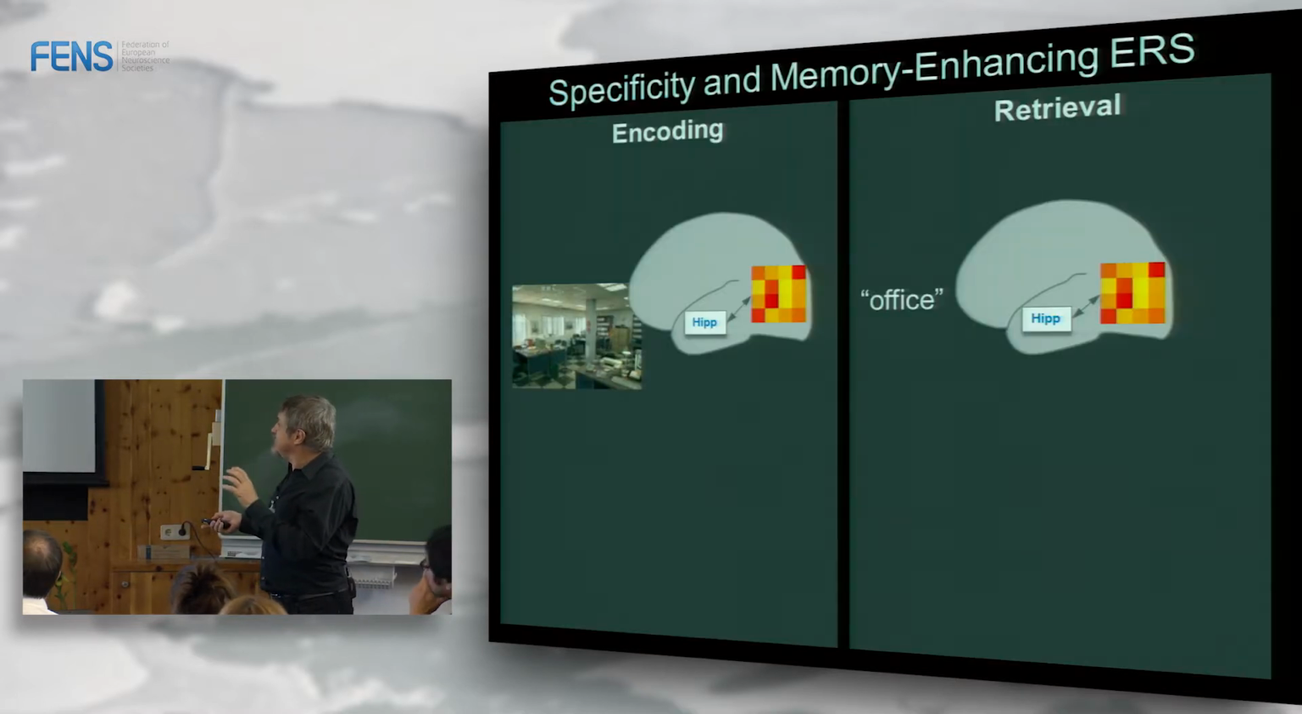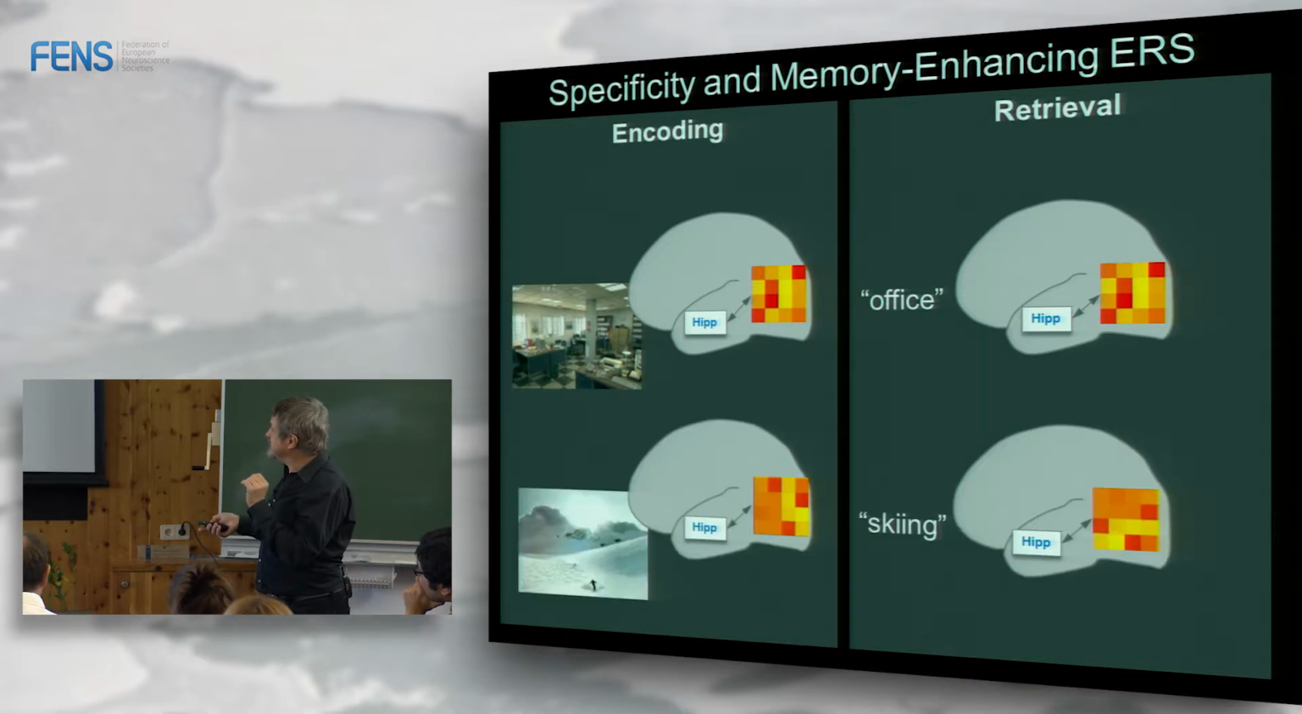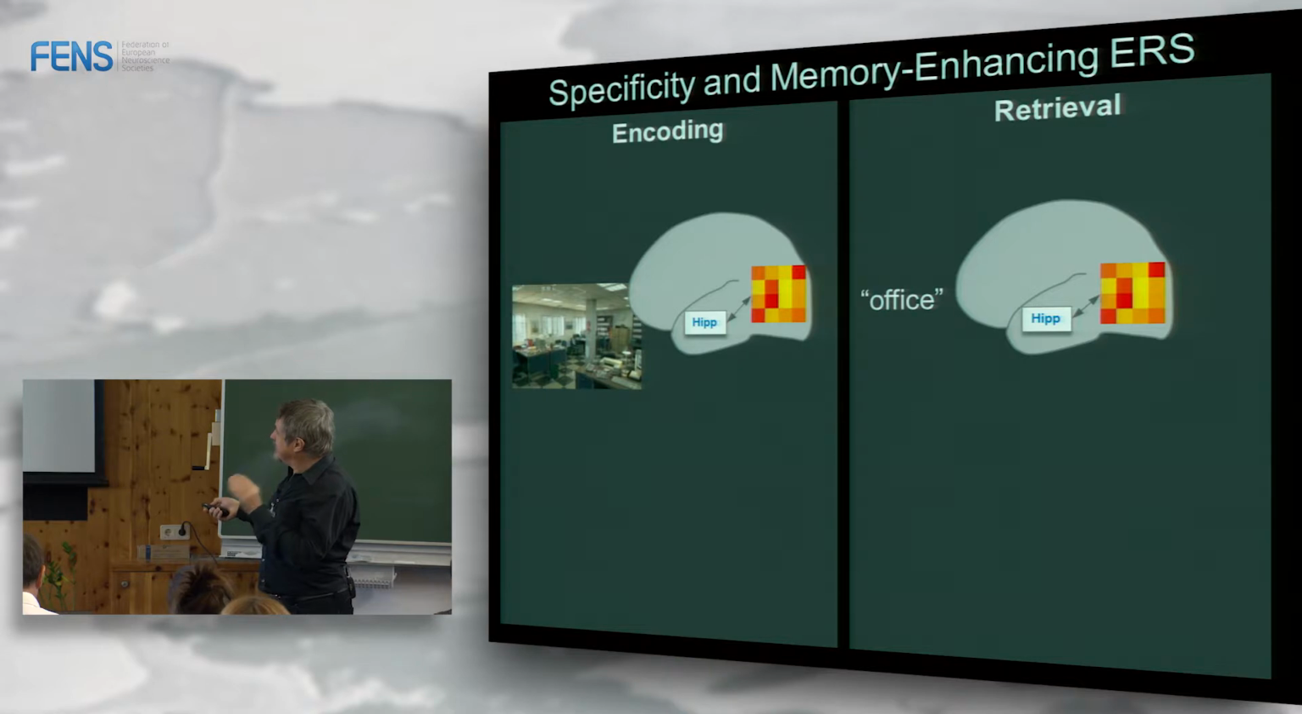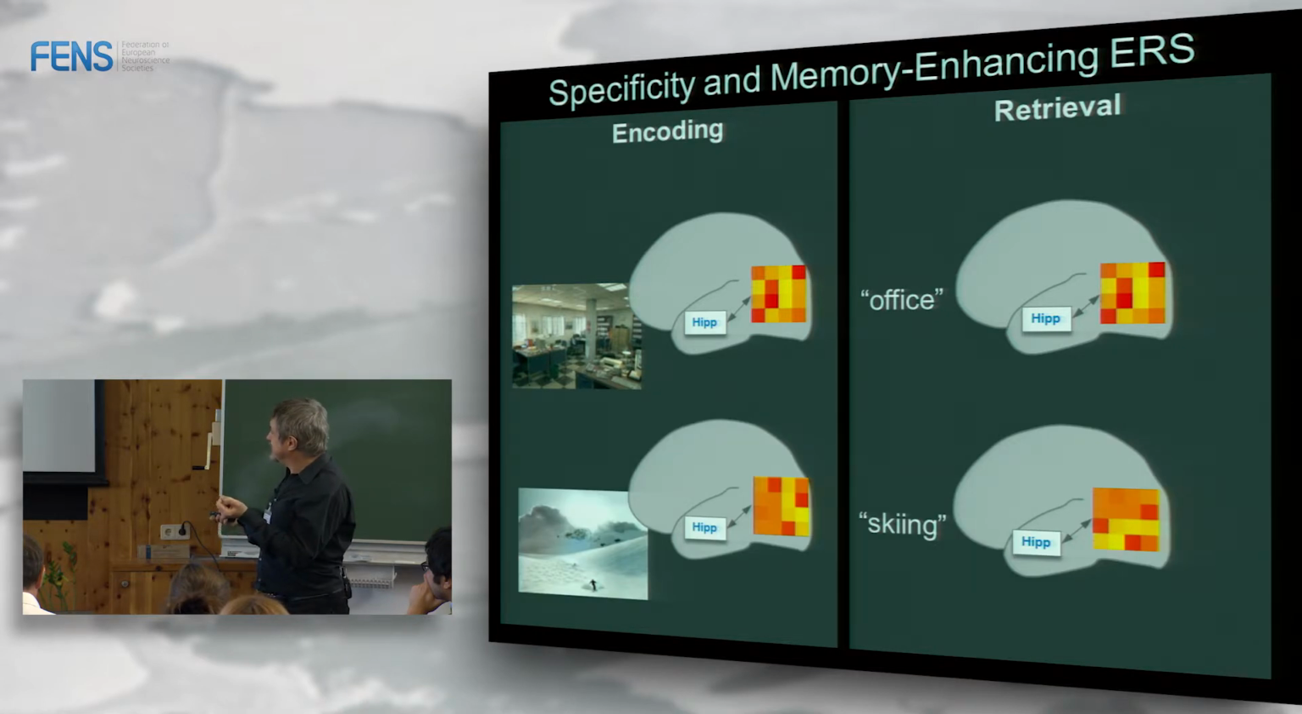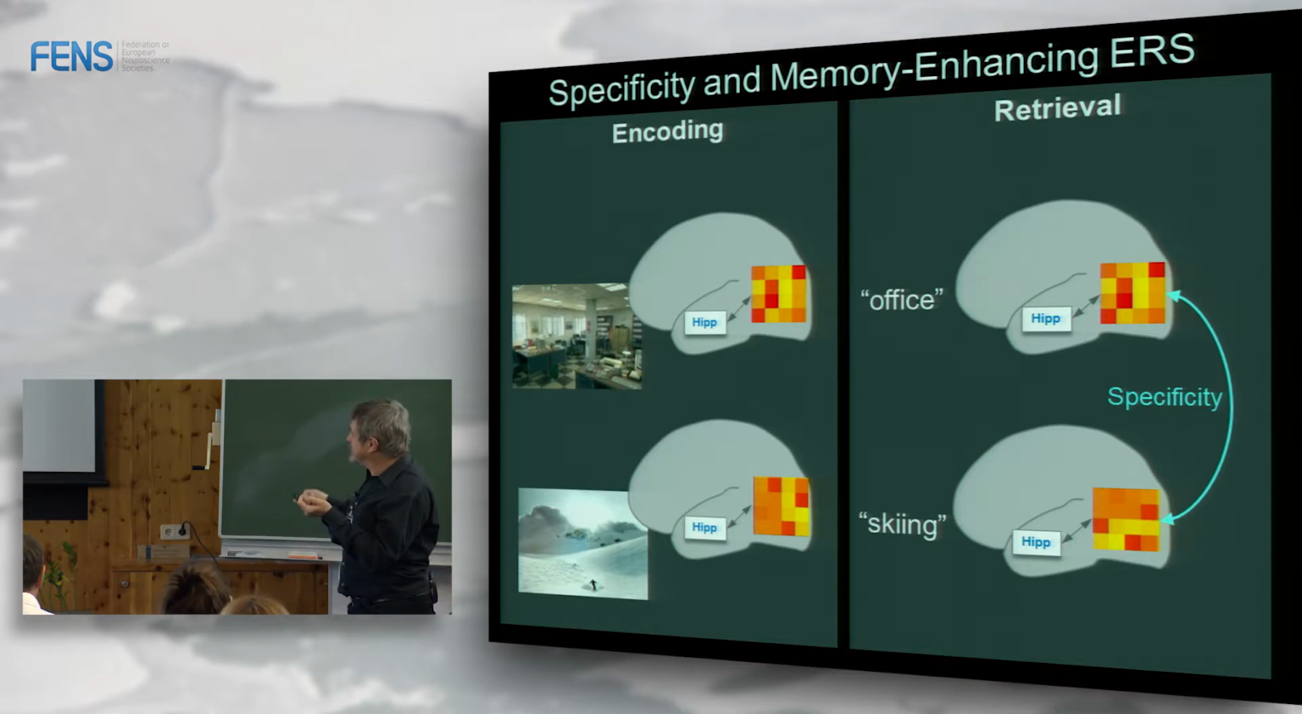So the method we use is encoding retrieval similarity, and we look at the effect of specificity. Imagine that during encoding you see a picture of an office, and the hippocampus is activated, and there is a representation in the cortex, linked to the hippocampus, where you store that image. During retrieval, you get the word office, and in interaction with the hippocampus, you reactivate those voxels.